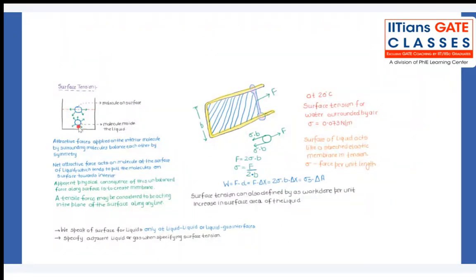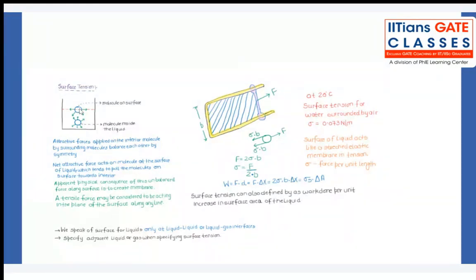But when you look at the top molecule, what happens? This molecule experiences an asymmetric distribution of forces. So in short, there is a net force which acts on this molecule. And this force is exerted by the molecules below it, in the interior of the fluid. They tend to pull the molecules on the surface in the downward direction.